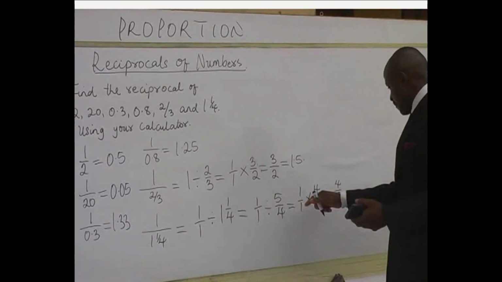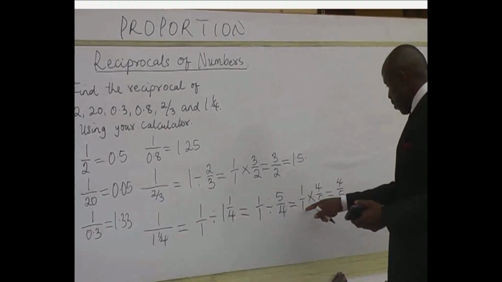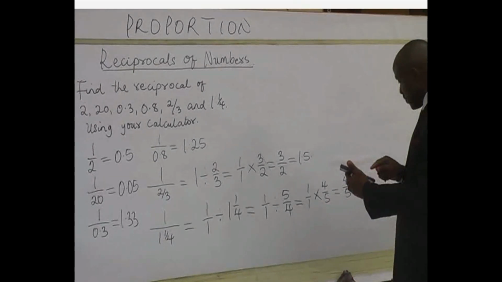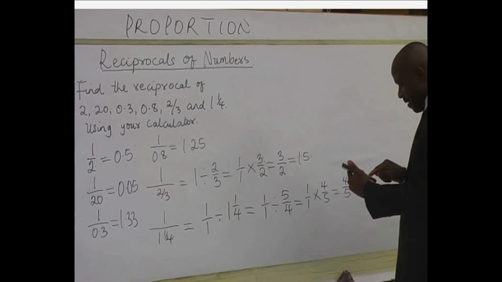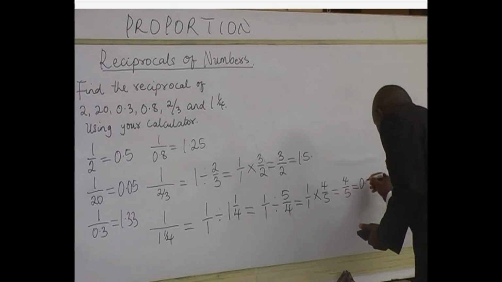4 all over 5 we got from multiplying 1 and 4 to get 4, and multiplying 1 and 5 to get 5. If you now find the reciprocal, you are going to have 4 divided by 5, 0.8. So it's giving us 0.8.